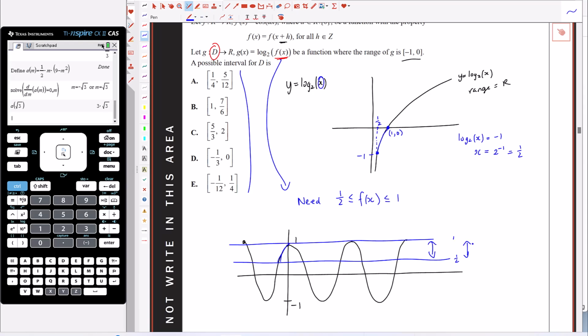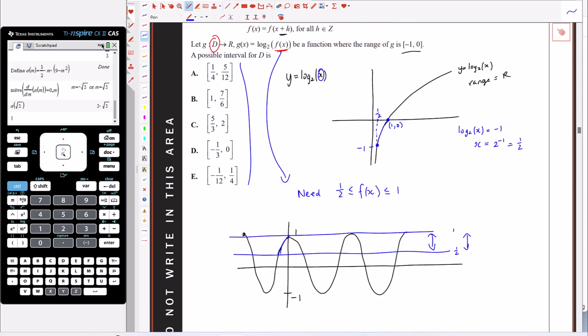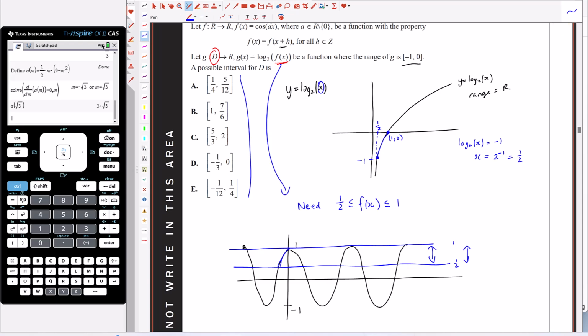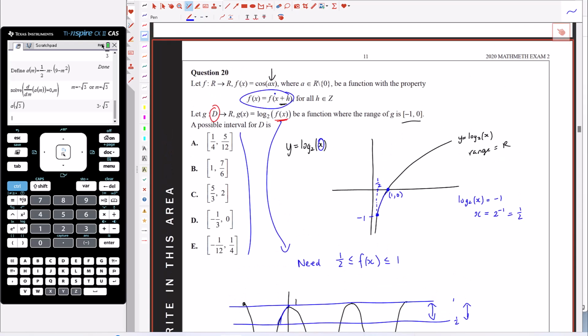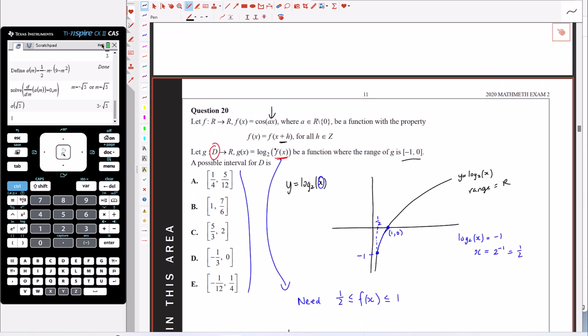Do we need to know what A is doing? Yes, I think we're going to need to think about A first, because none of these domains will actually apply given that at the moment we only know that the period is going to be 2 pi on A. So I think we need to use this property first. Let's go back up to there. We started thinking about that before, I had a little graph drawn and then I stopped. What we know is that f of x is equal to f of x plus h.